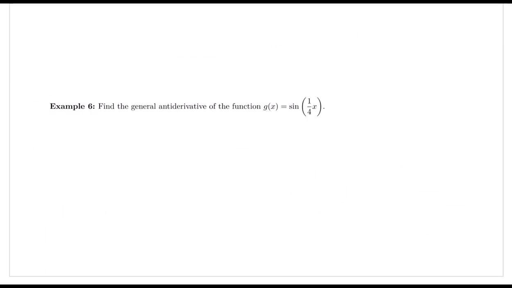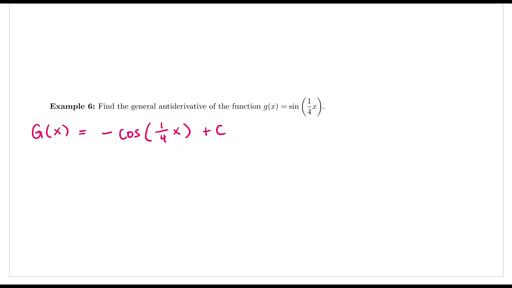Example 6 says, find the general antiderivative of the function lowercase g of x is equal to sine of 1/4 times x. We have capital G of x is equal to the function that gives us, when we take the derivative of it, gives us sine, would be negative cosine. And then we have our constant of integration.